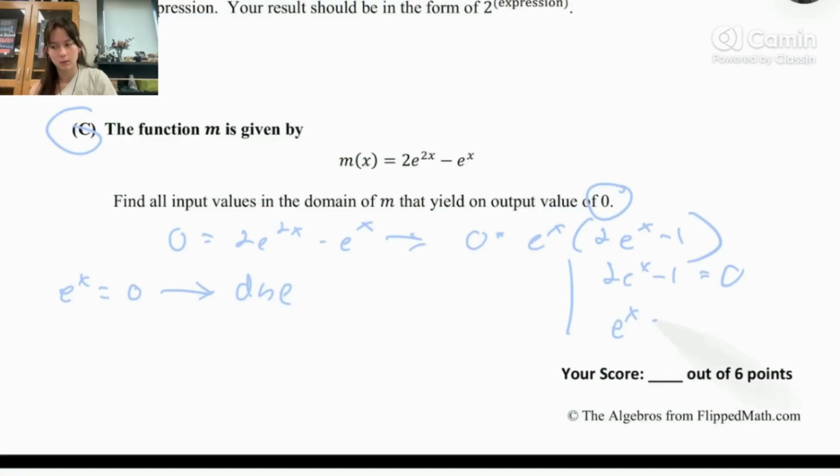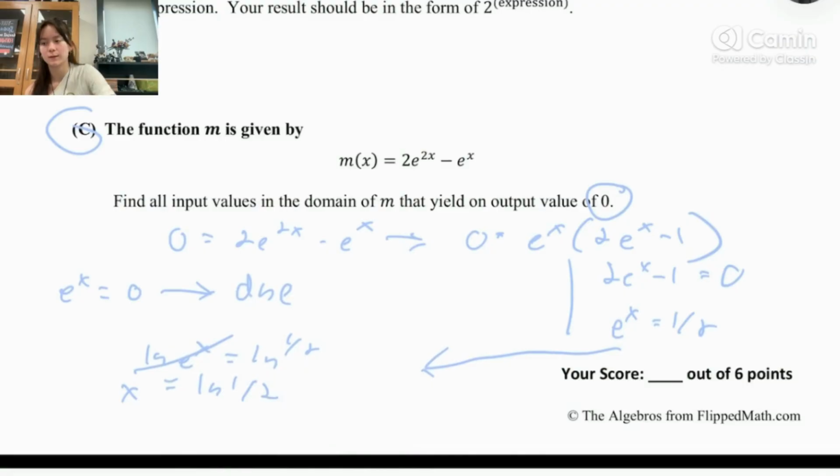So e to the x equals 1/2. And you're going to have to get rid of the e so that we can get x by itself. Bring that on over here. So you do ln e to the x equals ln 1/2, and your final answer when those cross out is x equals ln 1/2. Alrighty.